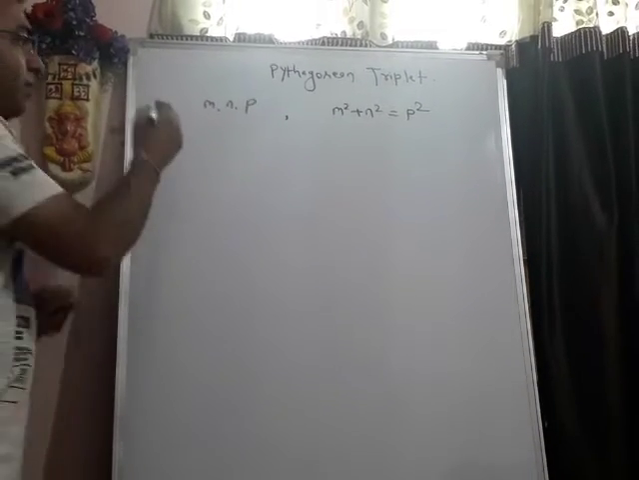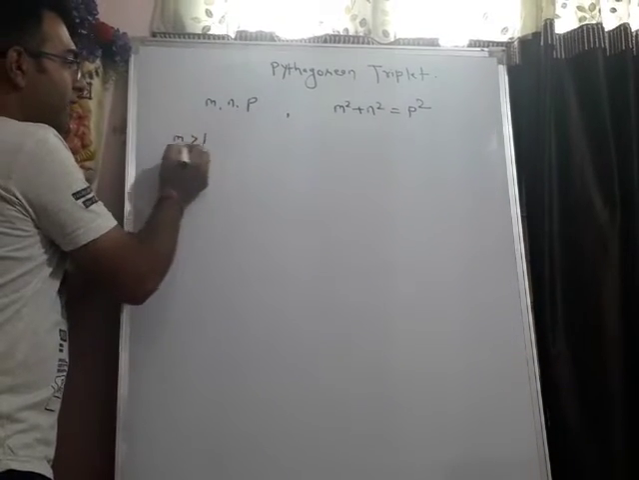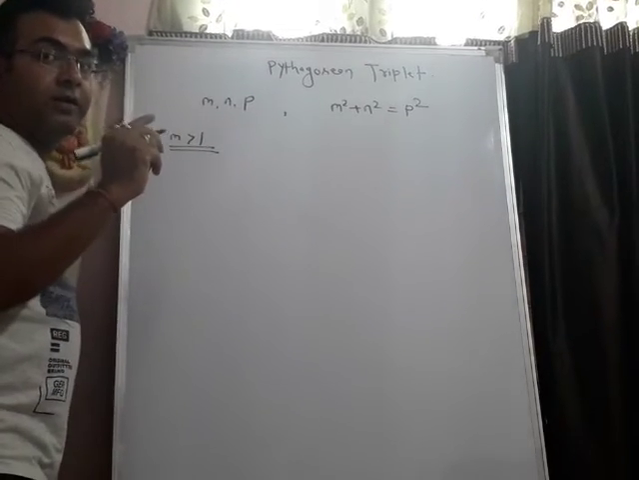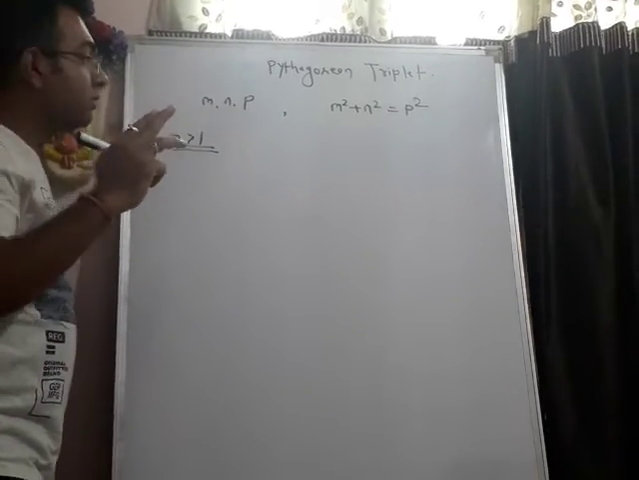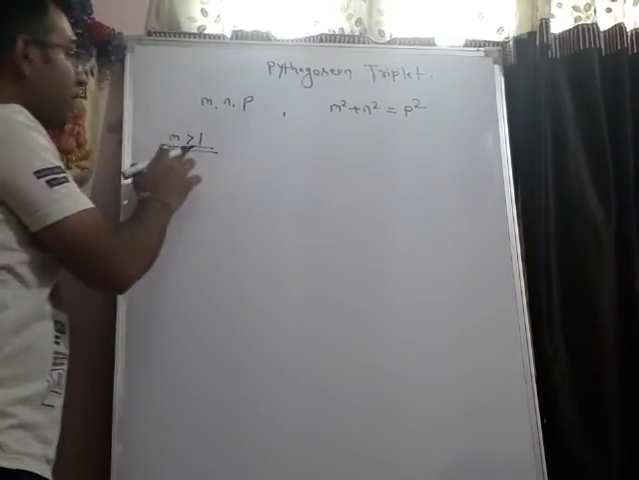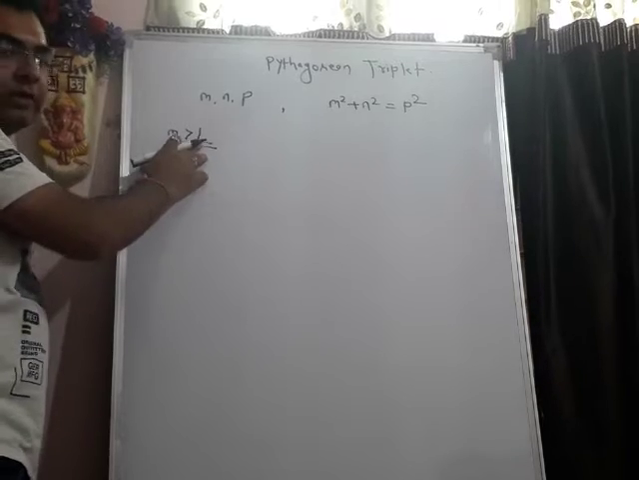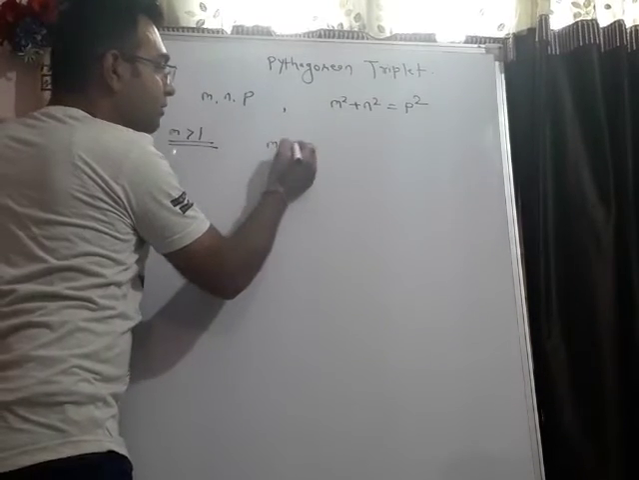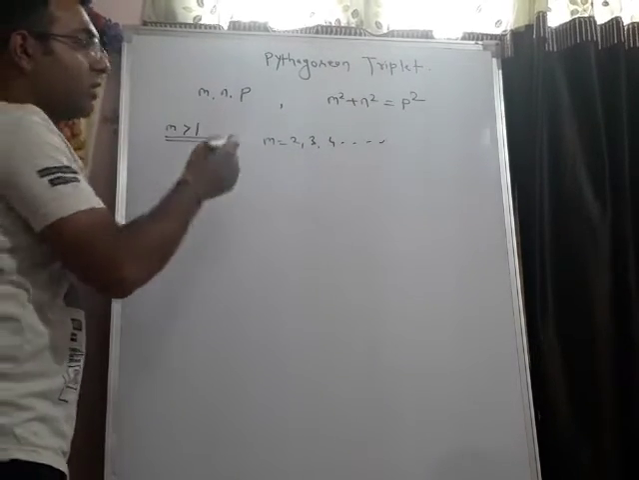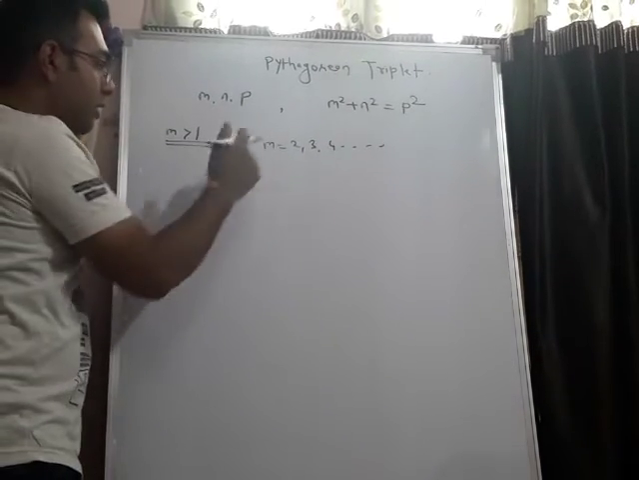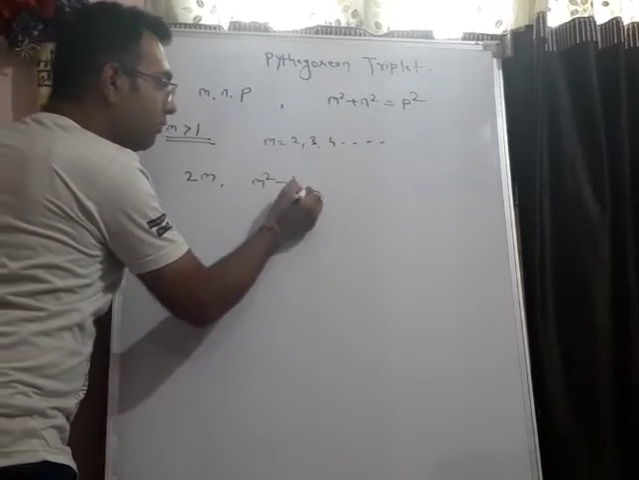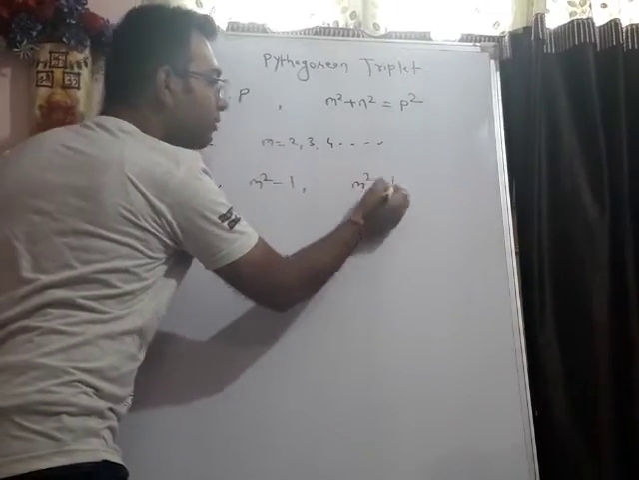Now, n is greater than 1, and there are three values which will satisfy this equation for any value of n greater than 1. Let's say n equals 2, 3, 4 and so on. So what are the values set for n? It will be 2n, n square minus 1, and n square plus 1.